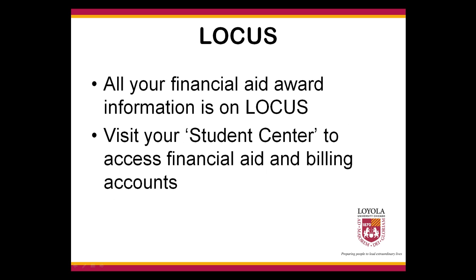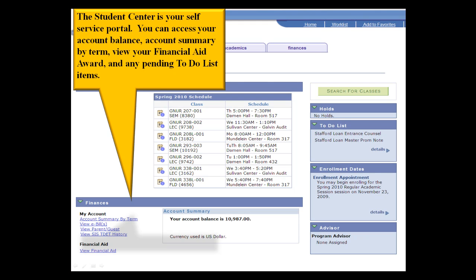All financial aid information is saved in Locus for you, and you should use Locus as your 24/7 real-time view of your financial aid. You may visit the Student Center in Locus to access financial aid and billing accounts. This is a view of the Student Center in Locus. This is your self-service portal. Again, in the finance parts of things, you're going to be able to access your account summary by term. You can view your e-bill. You can view your financial aid. And you can also view your to-do list.